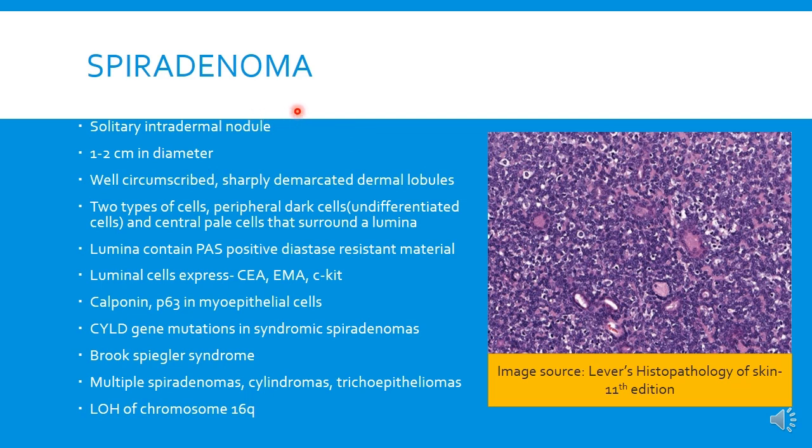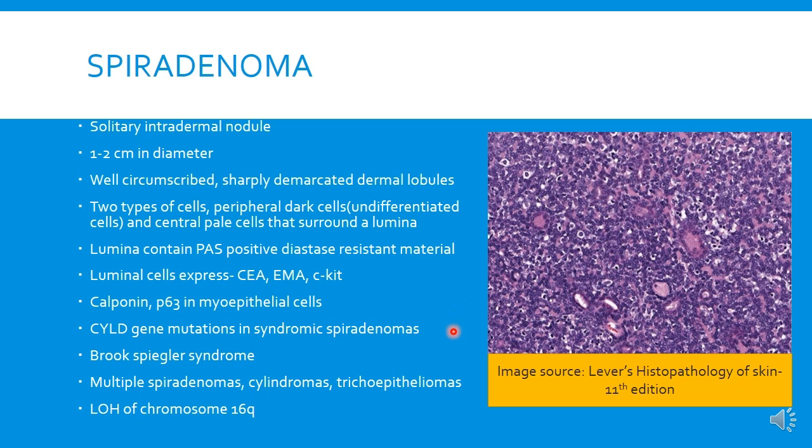Another common tumor is spiradenoma. Spiradenoma usually presents as a solitary intradermal nodule, which is 1 to 2 centimeters in diameter. It is a benign tumor, so it is well circumscribed and sharply demarcated, mostly present in the dermis. There are two types of cells here. There are peripheral dark cells and central pale cells that surround a lumen, and the lumen seems to have some eosinophilic secretions. These lumina contain PAS positive diastase resistant material, and the luminal cells express CEA, EMA and c-KIT, while calponin and P63 are positive in the peripheral myoepithelial cells.